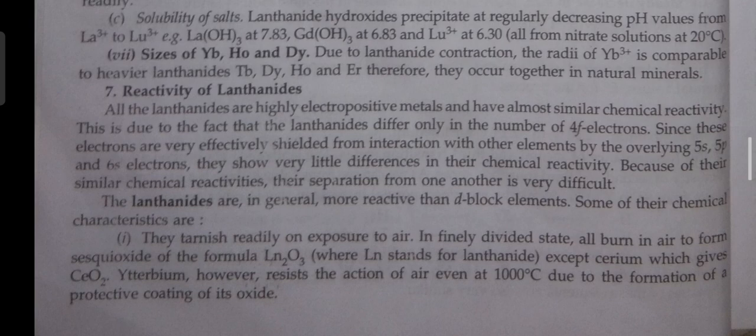The lanthanides are in general more reactive than d block elements. Some of their chemical characteristics are: they tarnish readily on exposure to air. In finely divided state, all burn in air to form oxides of the formula Ln2O3, where Ln stands for lanthanide, except cerium, which gives CeO2. Yttrium, however, resists the action of air even at 1000 degrees Celsius due to the formation of a protective coating of its oxide.